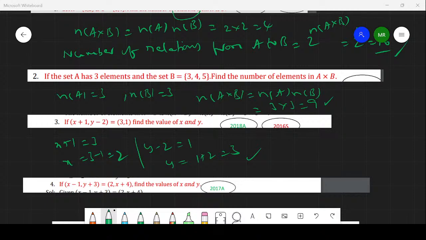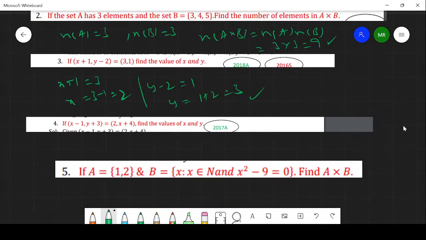Is it clear? If you want, I can still explain whichever problems you want, again. Now see the next problem, the fourth one. No doubt the question paper will be given from this only, all expected questions.